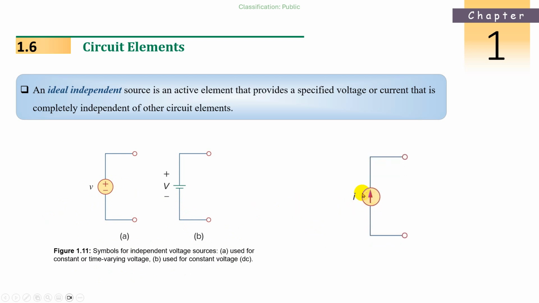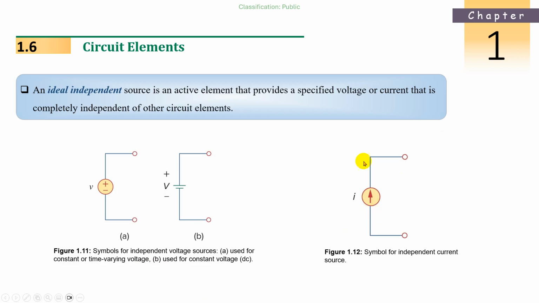Now coming to current. Same. For the current, we have only one symbol. That is a circle, and inside there should be an arrow. AC, DC, all are the same. If you put an AC sinusoid inside the circle and the direction, also good, no problem. But direction is important because there is no plus minus symbol for the current.